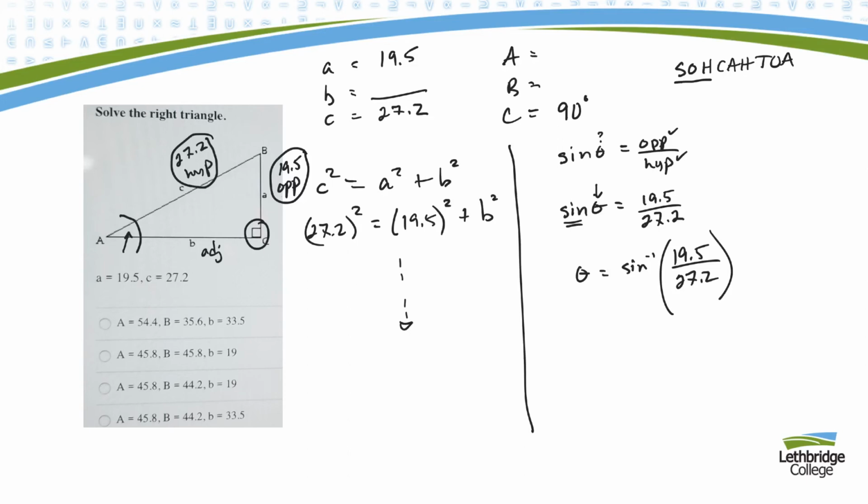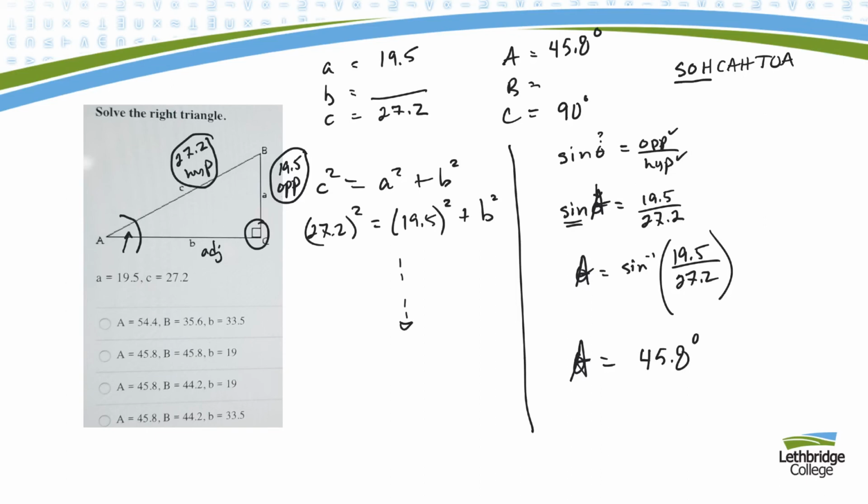All right, calculator right there. So I have to go the arc sine of 19.5 divided by 27.2. And what does that come out to? 45.8. So theta equals 45.8 degrees. So that's what angle A is. And I guess I could have put an A in there for theta. The sine of angle A is 45.8 degrees.